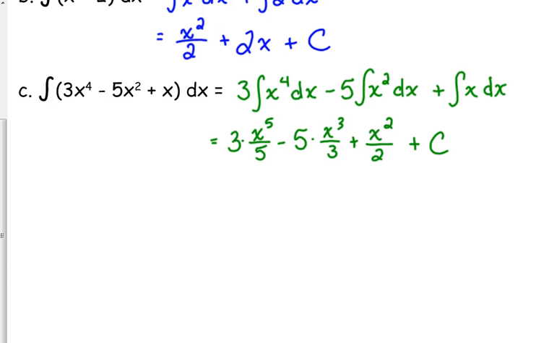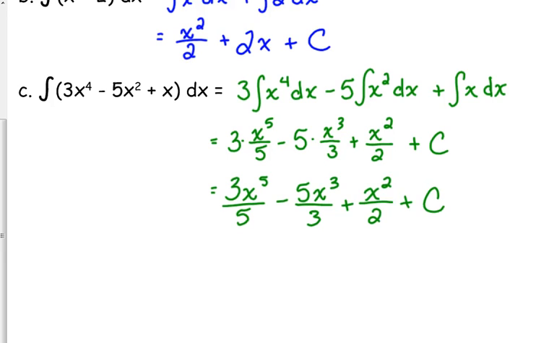Now, I'm not a particular fan of the way that looks, so I'm just going to rewrite it this way. Now, this one did not simplify, but sometimes they do simplify. Like that 3 over 5, if that had been 6, then you would want to simplify that to 1/2. But in this case, nothing simplified, so I just write it.